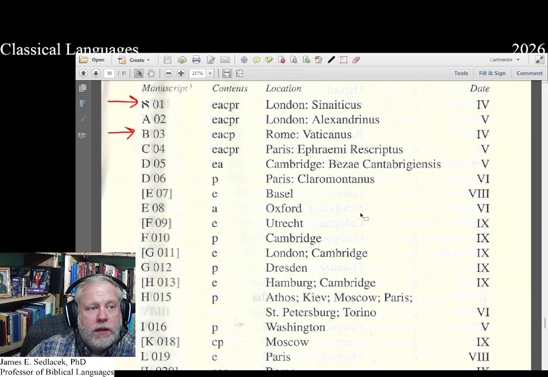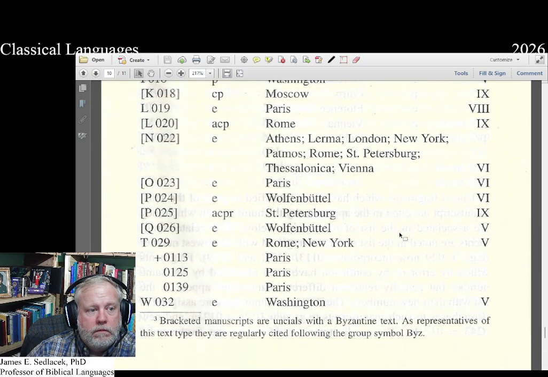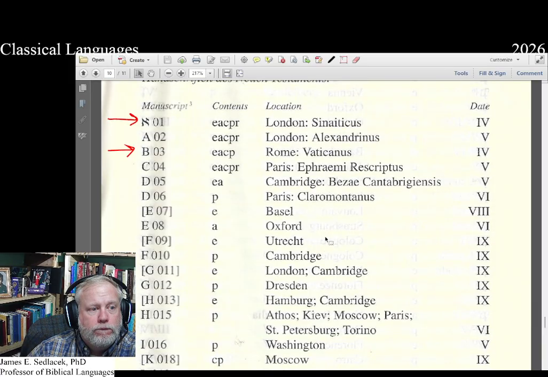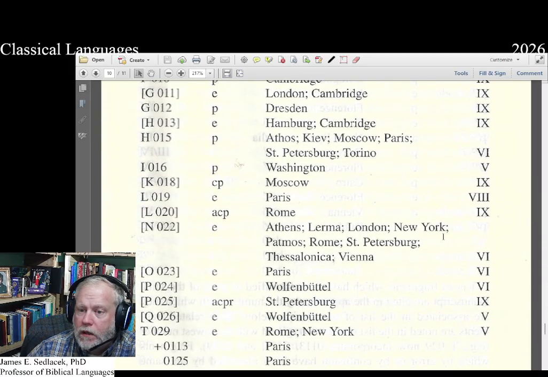I'm not sure if this Washington one is also called Washingtonionis or something like that. There might be another name for that. This is also saying Washington. Some of these are in Michigan, but I don't remember which ones. All right.